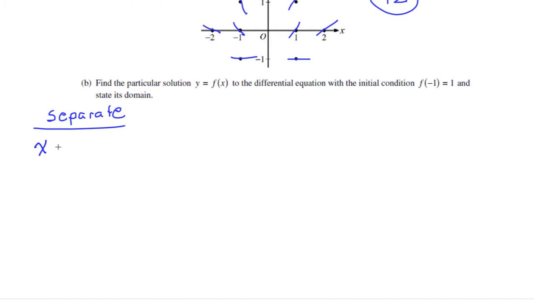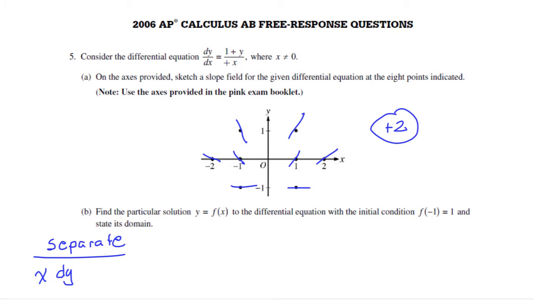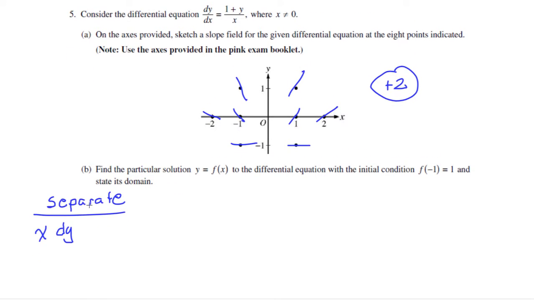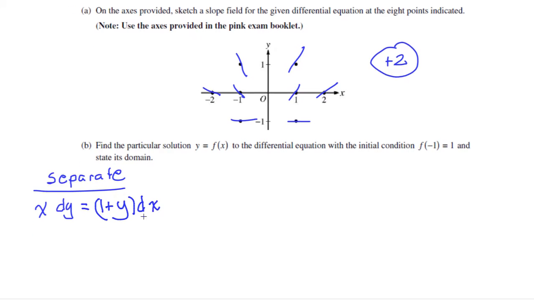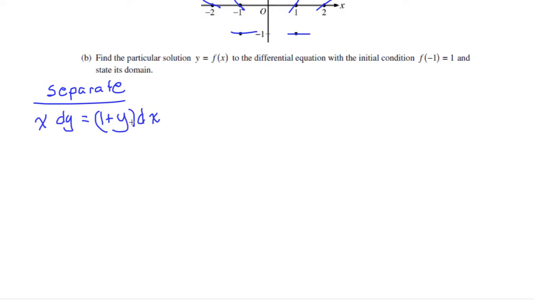So separating, we have x dy. I'm just cross multiplying here. So I'm cross multiplying x times dy and then 1 plus y times dx. So that's equal to 1 plus y, all of that, times dx. You have not separated yet, but I need to divide both sides by x, divide both sides by 1 plus y. So you get 1 over 1 plus y dy is equal to 1 over x dx. If you have that or anything with negative powers correctly, you get 1 point.